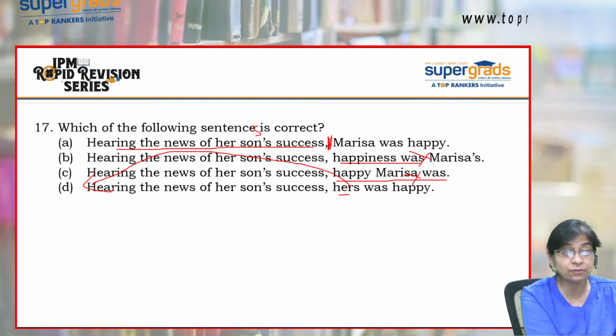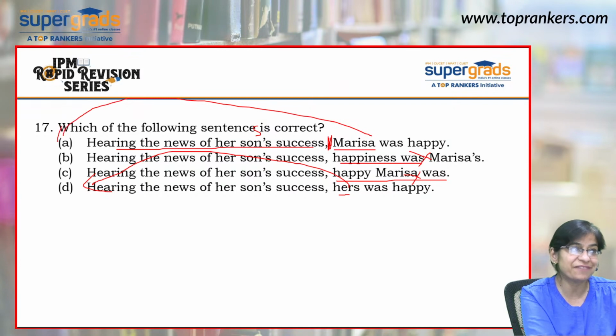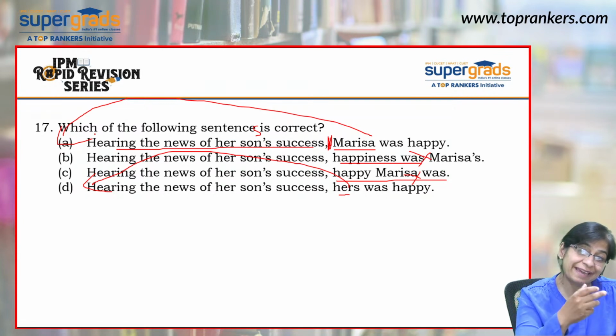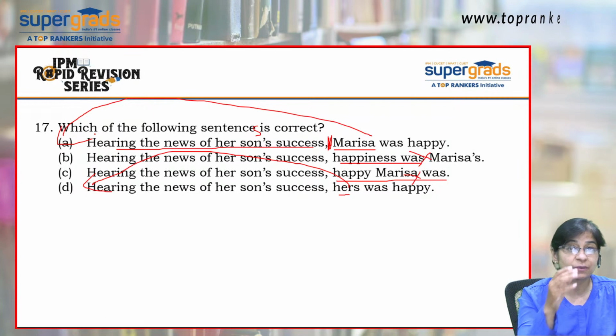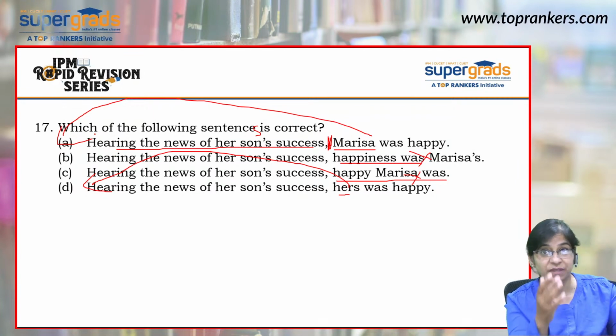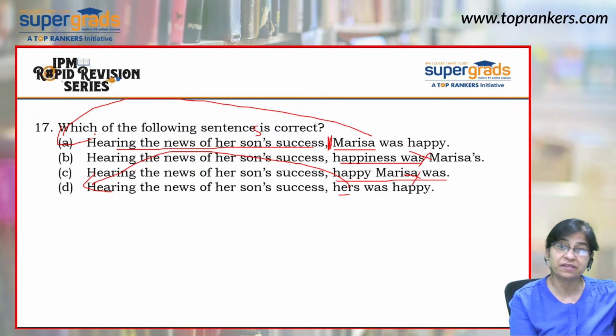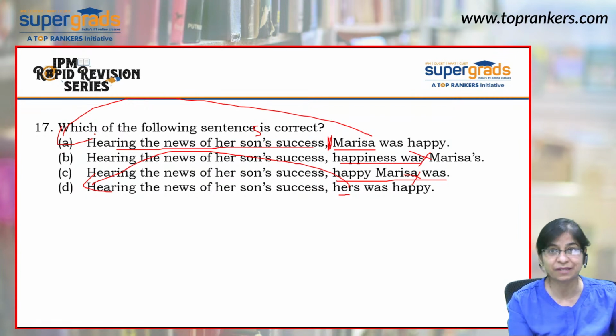Hers, hearing the news of her son's success, was happy? No. But we can place Marissa very clearly here. Marissa, hearing the news of her son's success, was happy. So if I choose option A, it satisfies all the conditions. One, hearing the news of her son's success is modifying Marissa, who's the subject, who's the doer of the action here. Plus, if I try to put Marissa at the beginning of the sentence, it works fine.